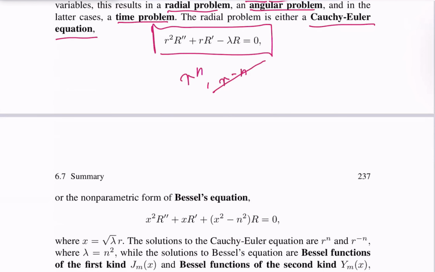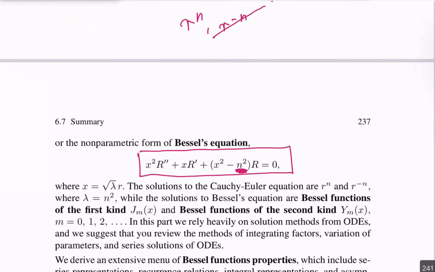Or for higher modes, we had the Bessel equation. And the Bessel equation is this here. And then this depends on the n. We didn't have the n earlier in the Cauchy-Euler. This n comes from the angular problem, right? And so then if we put this in here, we get Bessel's equation, and then the solutions are what?